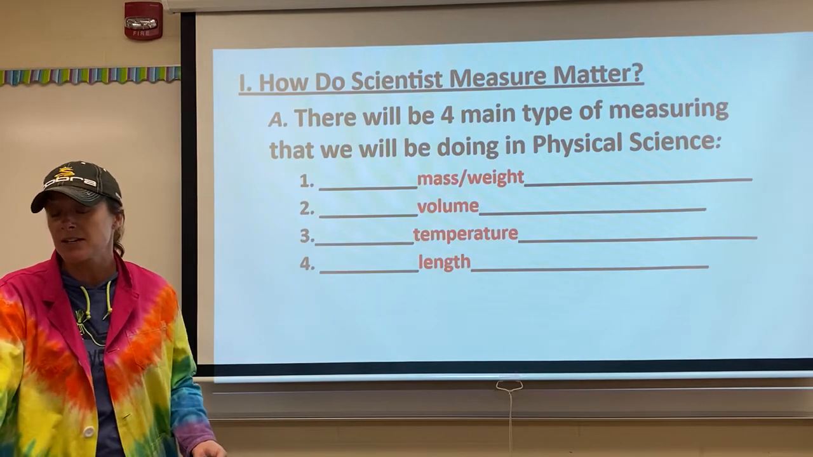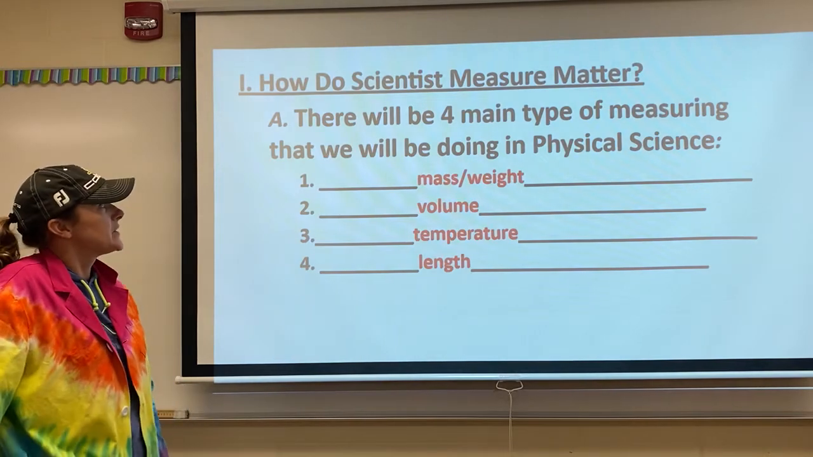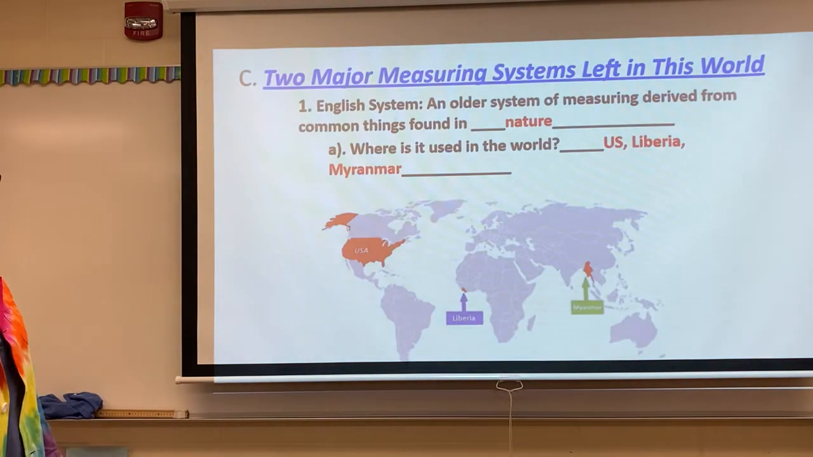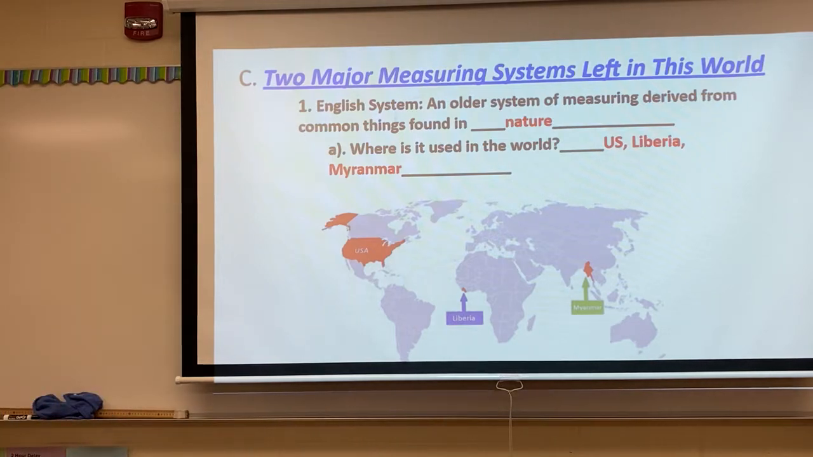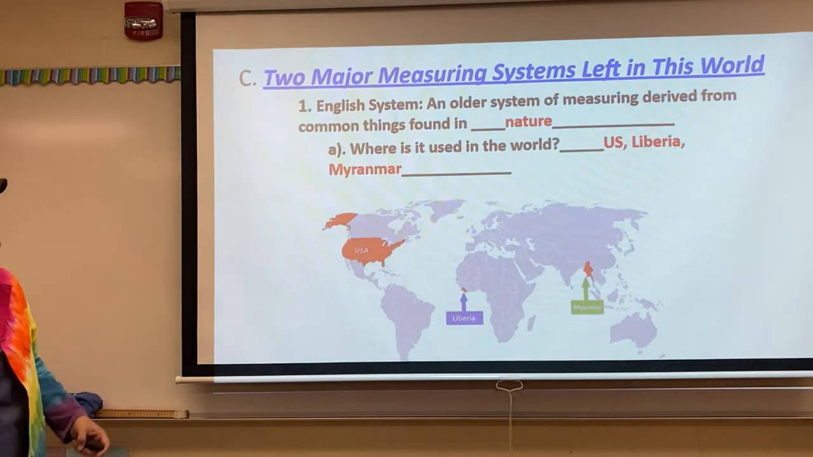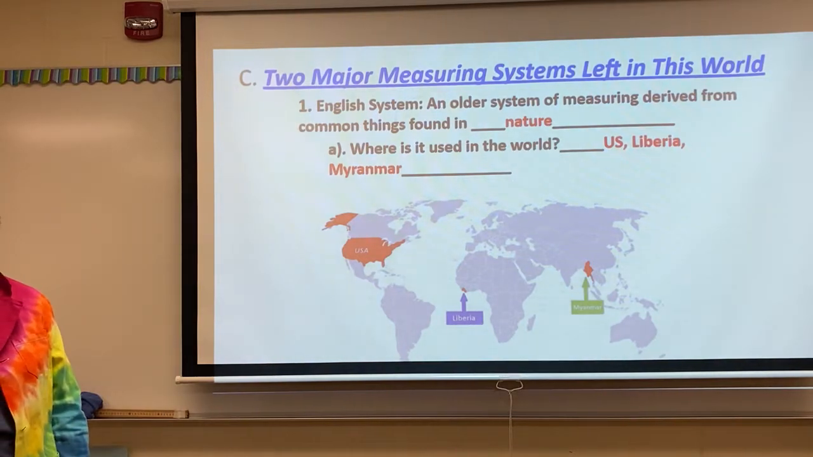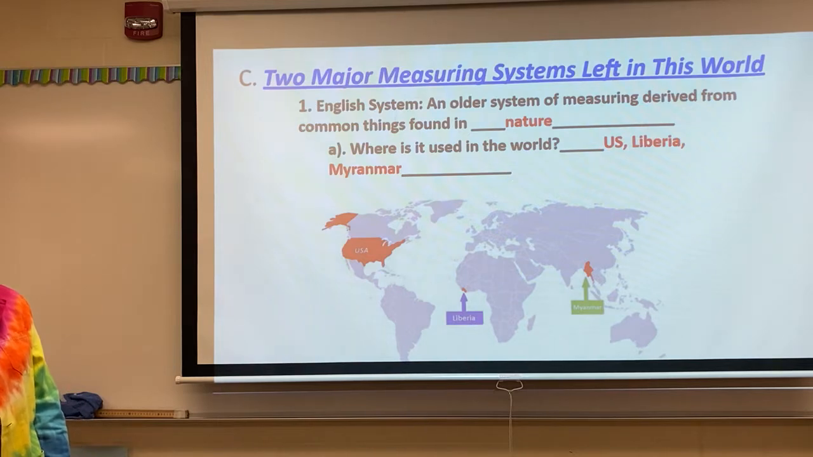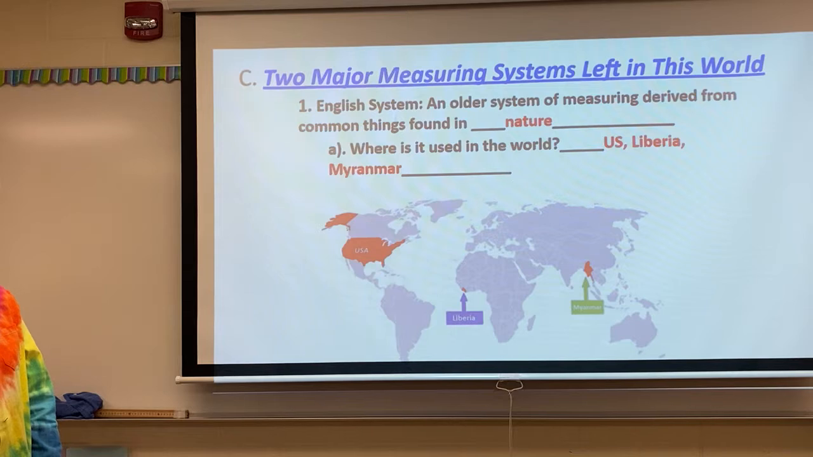We're really used to the English system. We have to get used to the metric system. So there's really 2 major types of systems of measurement that are still used today, and we in America use the English system. It's an older system of measuring derived from common things found in nature. So there's going to be a video that I'm going to attach to this lesson that I would like for you to watch. Gives you a little bit of a background of the English system and where it came from.